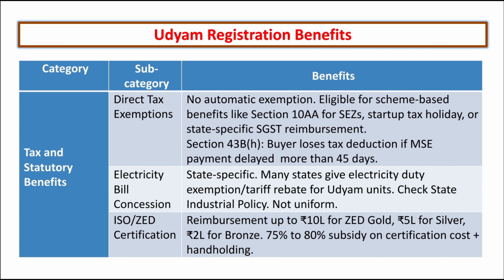Electricity bill concession. State-specific. Many states give electricity duty exemption or tariff rebate for Udyam units. Check state industrial policy. Not uniform across states. ISO and ZED certification. Reimbursement up to Rs 10 lakh for ZED Gold, Rs 5 lakh for ZED Silver, and Rs 2 lakh for ZED Bronze. 75% to 80% subsidy on certification costs.